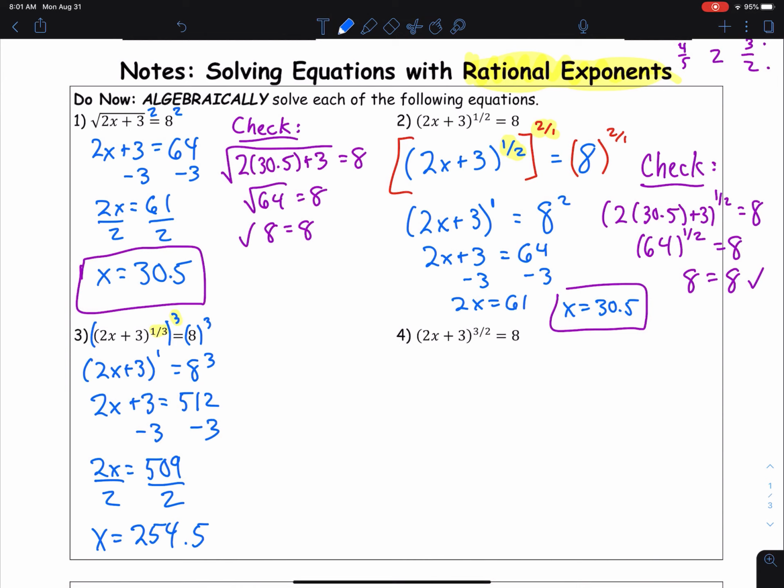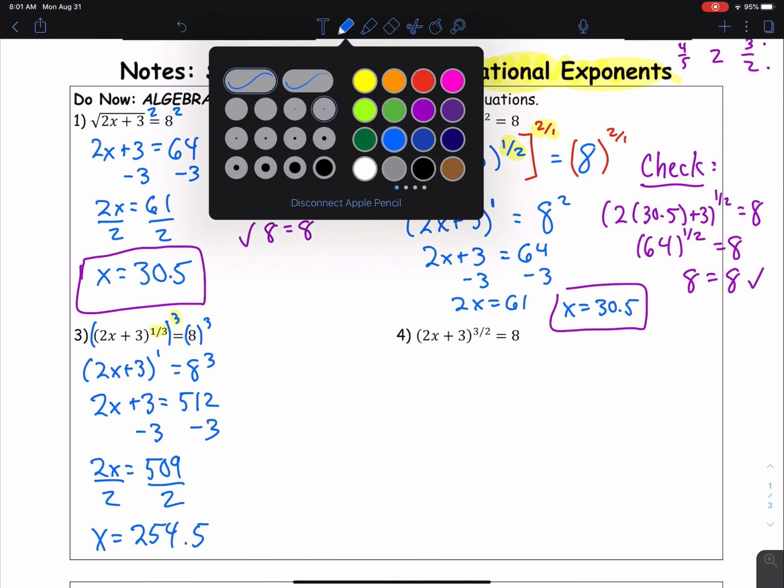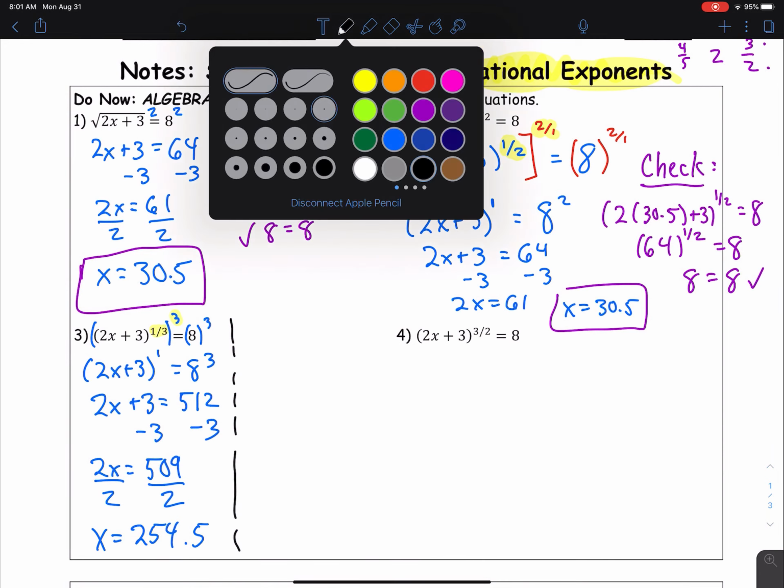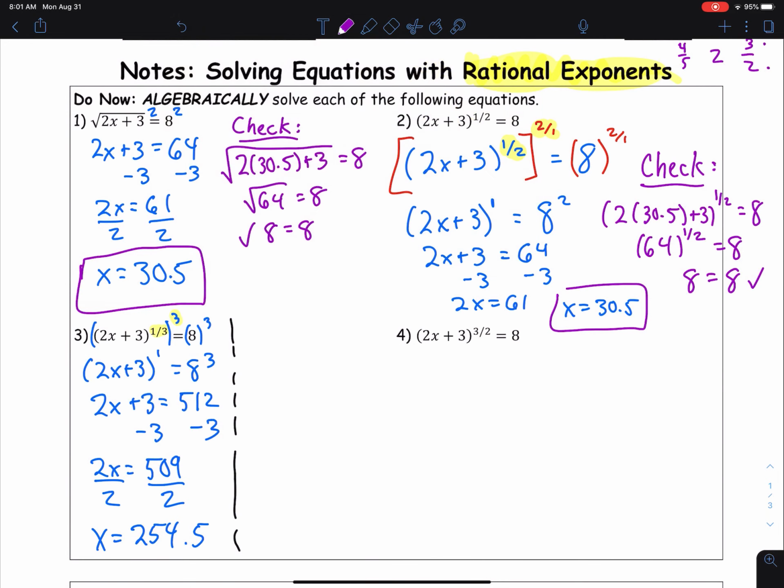We're going to check that in a second. I just want to show you guys what else you could have done. So if you did it like the question number 1, what you could have done instead is you could have rewritten (2x + 3) to the 1/3 power as a radical. So that would be the 3rd root, or the cube root of 2x + 3 equals 8. And if this way makes more sense to you, go right ahead and do it this way.